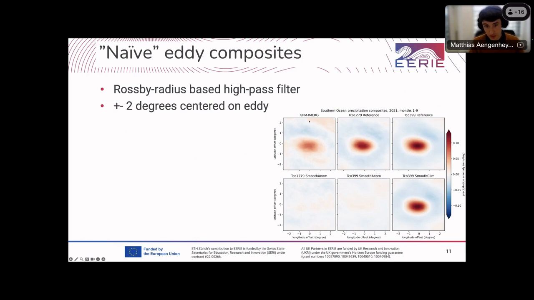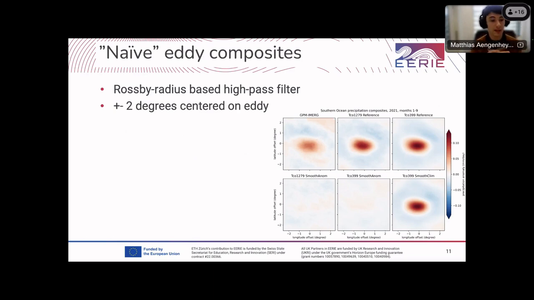GPM IMERG is in the top left, and then the high resolution and low resolution reference simulations, and then the three idealized simulations. So one could already see, for anticyclonic eddies I think, that we got a signature of the eddies on a magnitude comparable to observations, and that the idealized smoothed eddies simulations were successful in essentially removing most of the signal. Still, there were some limitations in this method.